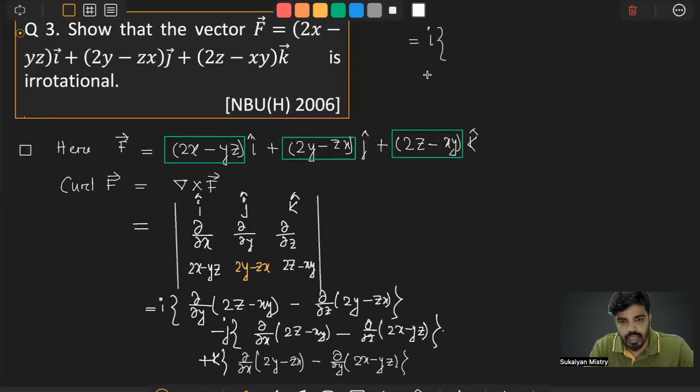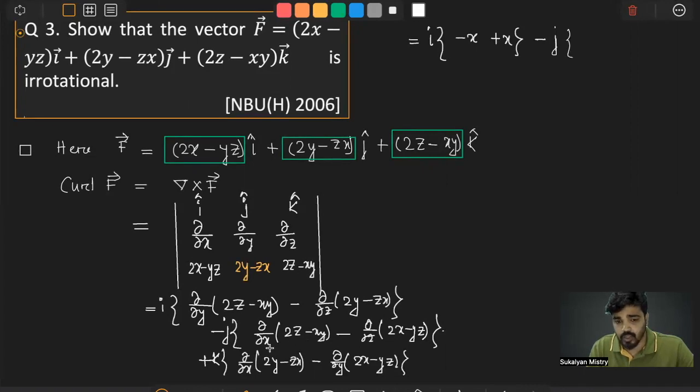So that is equal to i. We take the derivative with respect to y, so x and z are constant, so this will be 0, and that gives minus x. Minus, with respect to z, y and x are constant, so this is 0, and the other term is minus x, so it will be plus x. Then minus j.